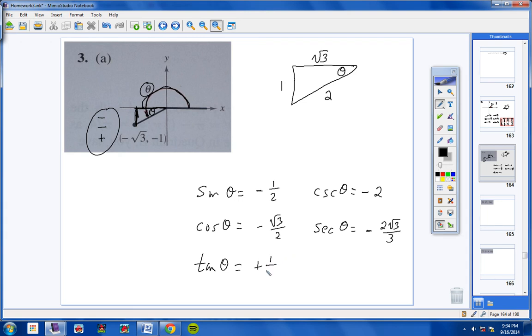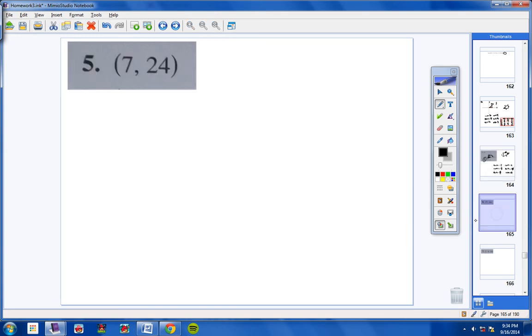So we have 1 over square root of 3. Now I'm going to rationalize that in just a second. Before I do, though, let me go ahead and write my cotangent. If you flip 1 over square root of 3, you get square root of 3/1, which is square root of 3. All right, and now let's come back over here to this one. 1 over square root of 3 would be square root of 3/3 after you rationalize it, okay? All right, moving on to number 5.